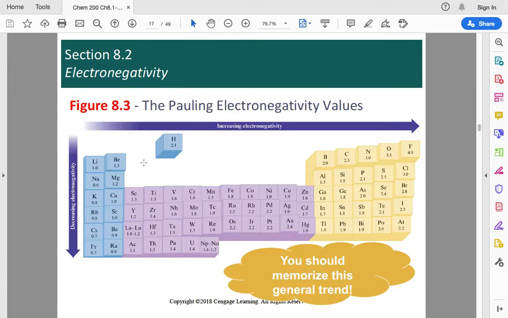So let's look at some examples. Hydrogen has an electronegativity of 2.1. Carbon has an electronegativity of 2.5. These are small enough in electronegativity difference that we consider a C-H bond nonpolar.